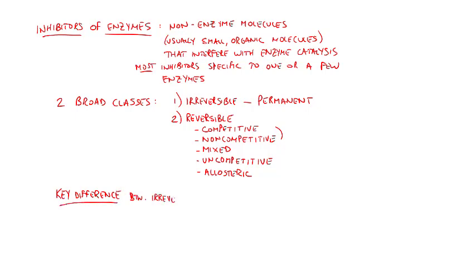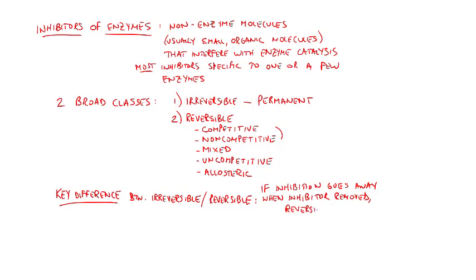So the key difference between irreversible and reversible is the following. If the inhibition of the enzyme goes away when the inhibitor is removed, you have a reversible inhibitor. If it does not, you have an irreversible inhibitor.